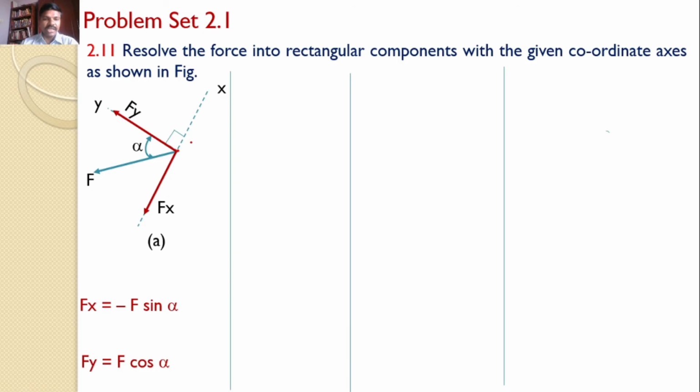Why am I saying it is minus F sin alpha? The positive x-axis is given in the upward direction, but my component is acting in the downward direction. Hence, the magnitude is considered as minus F sin alpha.